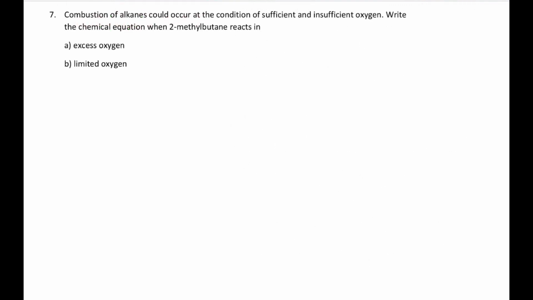Okay, question number 7. Combustion of alkanes could occur at the condition of sufficient and insufficient oxygen. Write the chemical equation for 2-methylbutane. Dia mau 2-methylbutane dekat excess dan limited oxygen. So let's go to A. 2-methylbutane is 1, 2, 3, 4, methyl.